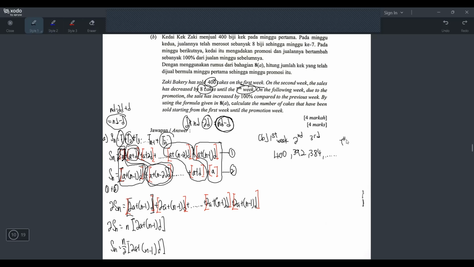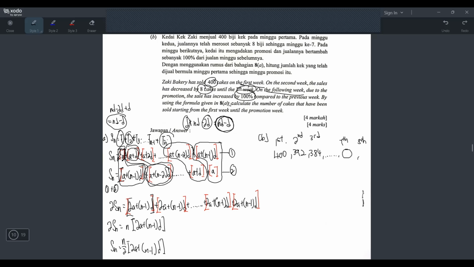Okay, and then it keeps decreasing until the 7th week. So when it reaches the 7th week, what do you think will be the sales? Well, you can use the Tn formula to find, right? The a plus n minus 1d formula. But let's see what they want first, okay? Okay, so this one is the first week. Let's keep reading the question first. Zaki Bakery has sold 400 cakes on the first week, okay? On the second week, the sale had decreased by 8 cakes, all right? So it keeps decreasing, minus 8, until the 7th week. On the following week means the 8th week, due to the promotion, the sale has increased by 100% compared to the previous week.